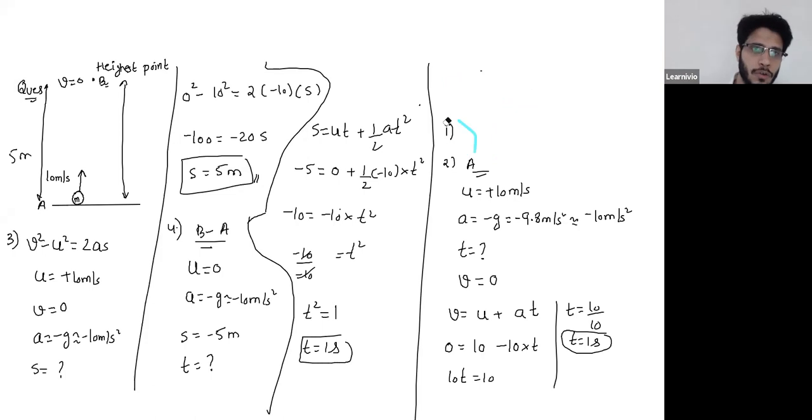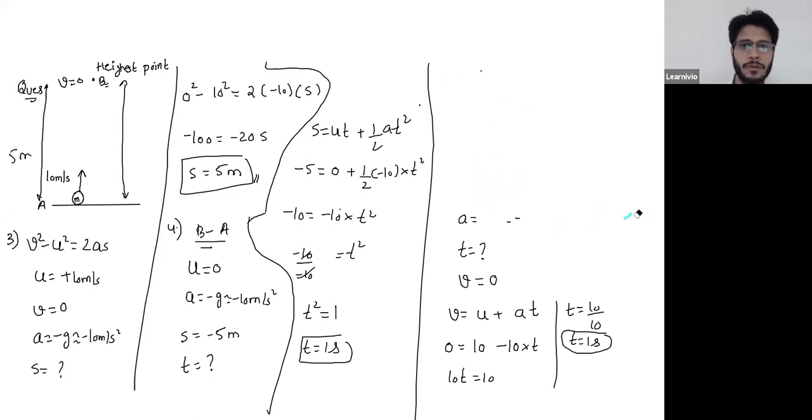Sania, what about part 5? What you're supposed to calculate? Part 5: velocity with which the body strikes the ground. So which one is the most appropriate equation to calculate that velocity?